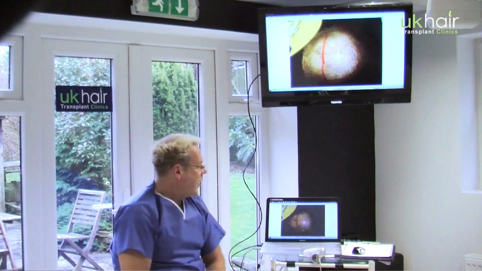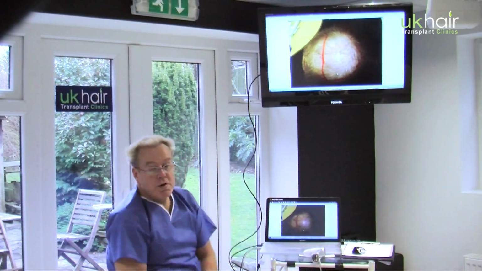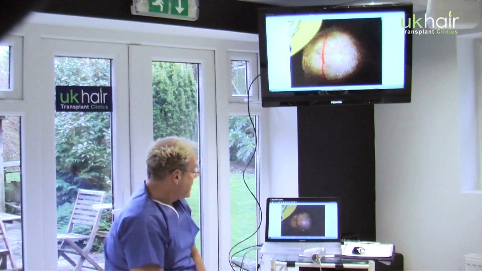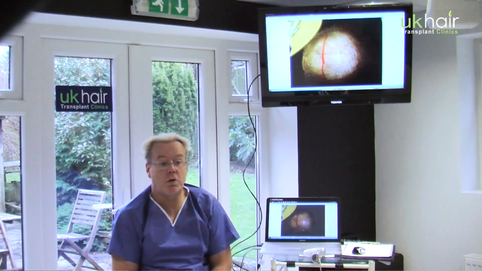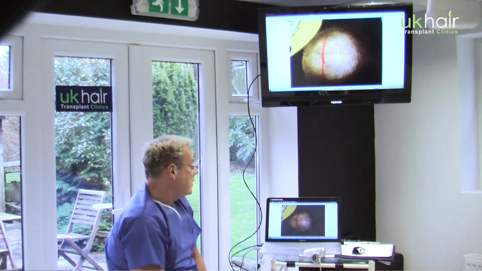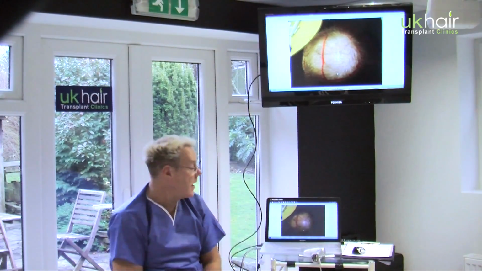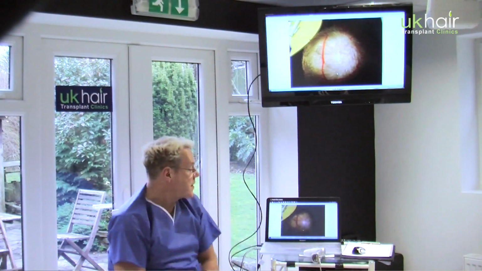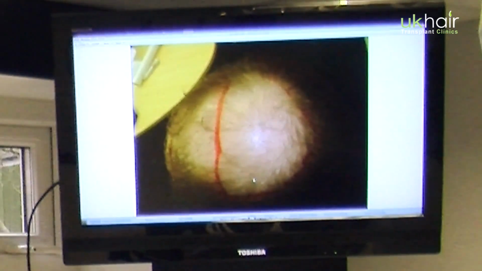So, what would have happened if the patient had gone to clinic 1 and 2? Well, they would have implanted the follicles, and even if the follicles all grew, that patient would still have been very unhappy when he came back at 12 months, because the level of density would have been poor.